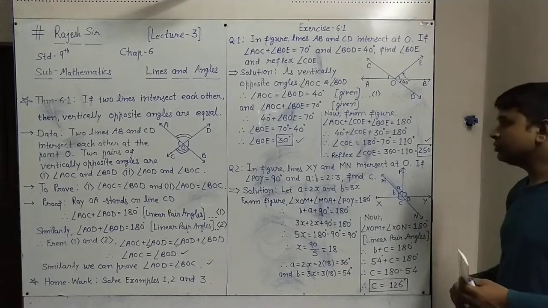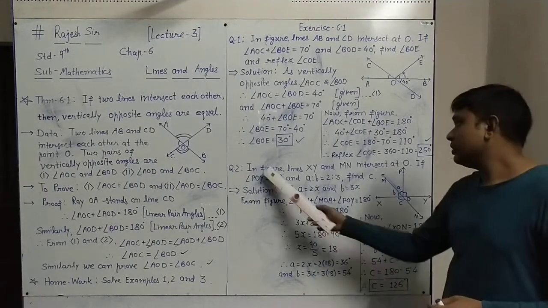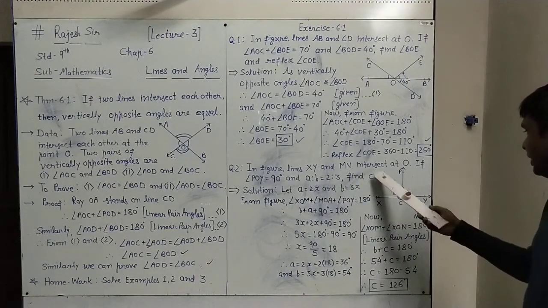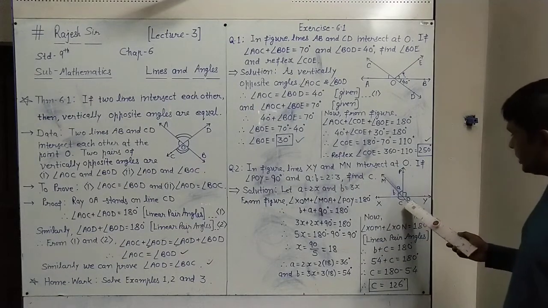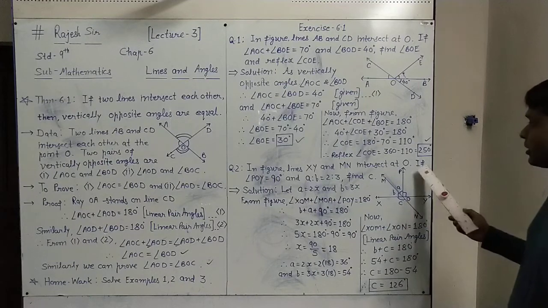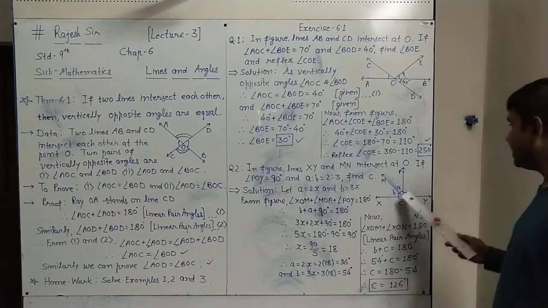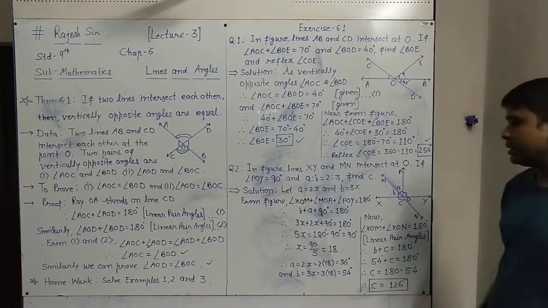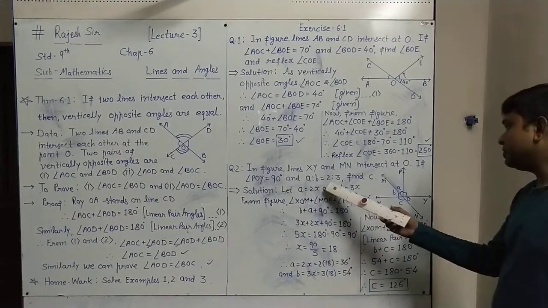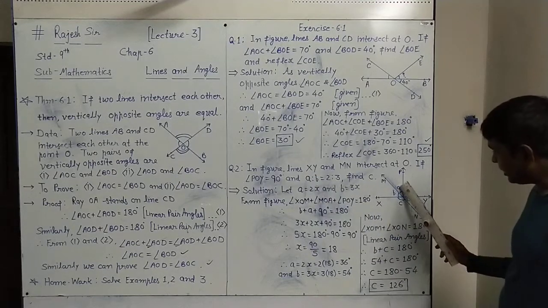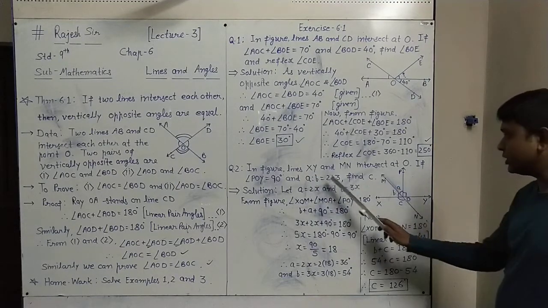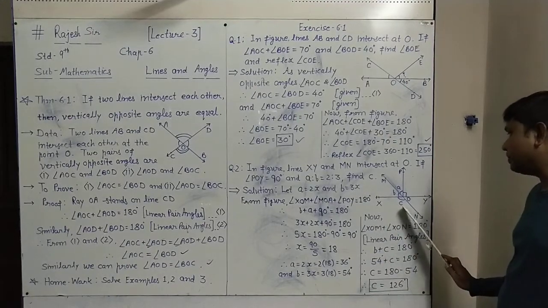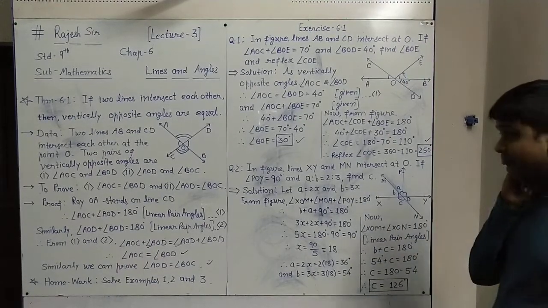Question number 2. Now we have in the figure lines XY and MN intersecting at O. If angle POY equals 90, POY is 90 degrees as given, and the ratio A to B is 2 to 3. Angles A and B are here. Their ratio is 2:3. Find C. Angle C is this, which we want to find out here.